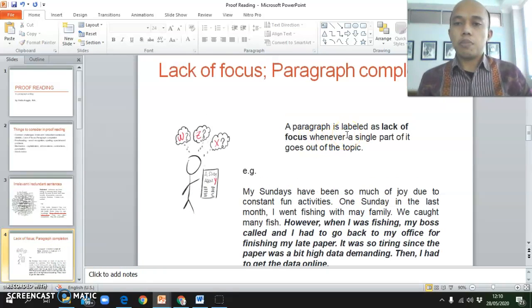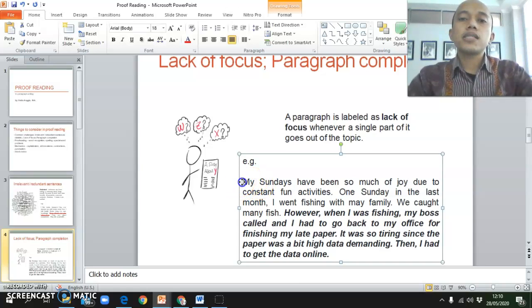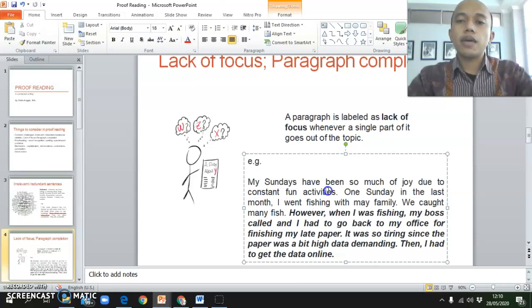A paragraph is labeled as lacking focus whenever a single part of it goes out of the topic. Right. Let me give you an example from this piece of paragraph. Look at the topic sentence of this paragraph. My Sundays have been so full of joy due to constant fun activities. Well, the topic sentence of this paragraph is about the constant activities that the writer does to indicate his lovely Sundays. Right.